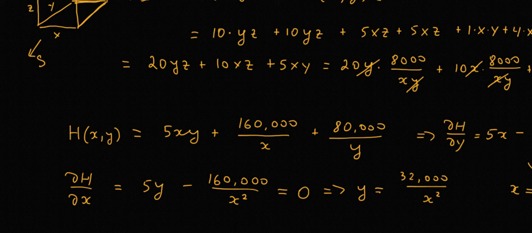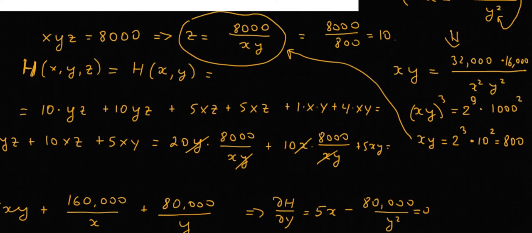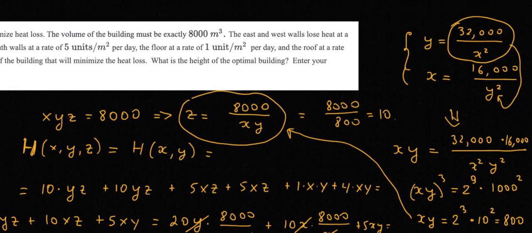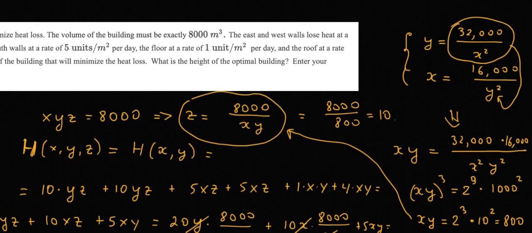So what this shows is that our function does have an overall absolute minimum value, and therefore it has to be at the critical point. And considering that there is only one critical point here, that is the point that has to be the minimum point. The overall answer for our problem, which was asking what is the height of the optimal building, the correct answer is 10 meters.